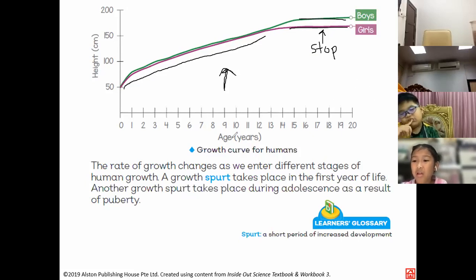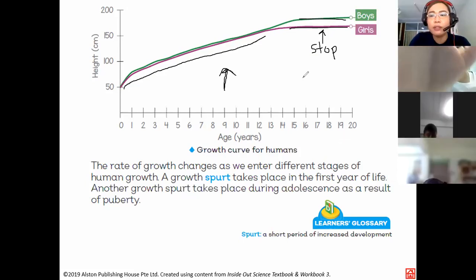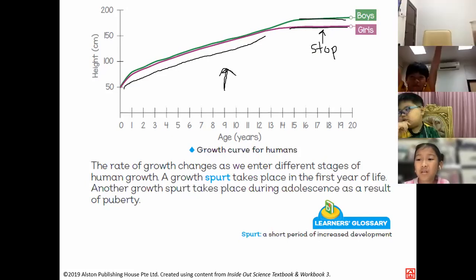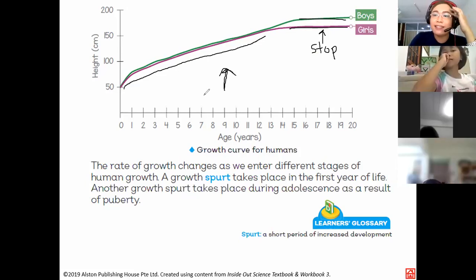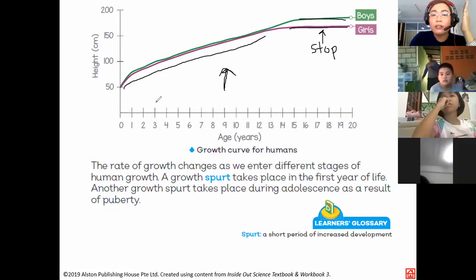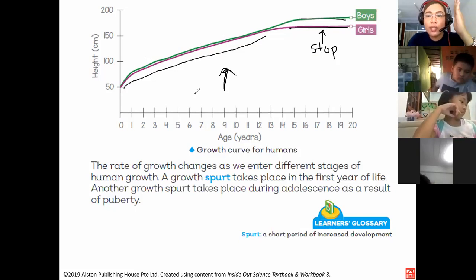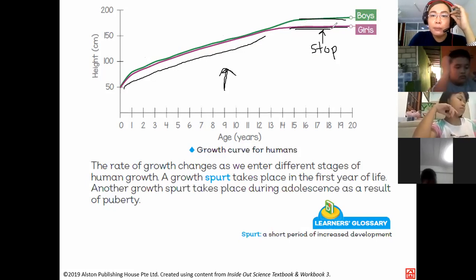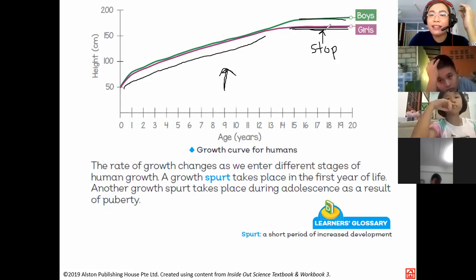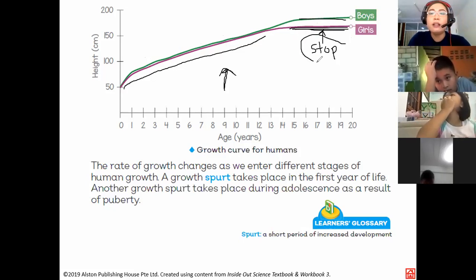Okay, class, what page is this in your science textbook? Page 23. Okay, Richard, it's on page 23. Again, class, listen now. If it's a vertical line, the growth spurt or the growth rate is faster. It's still going on. If it's a straight line, it means the growth spurt stops. Do you understand?